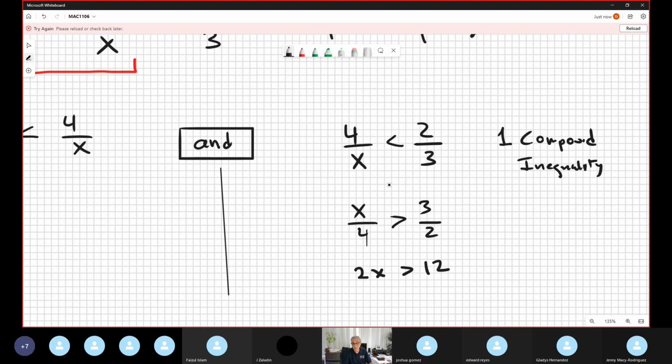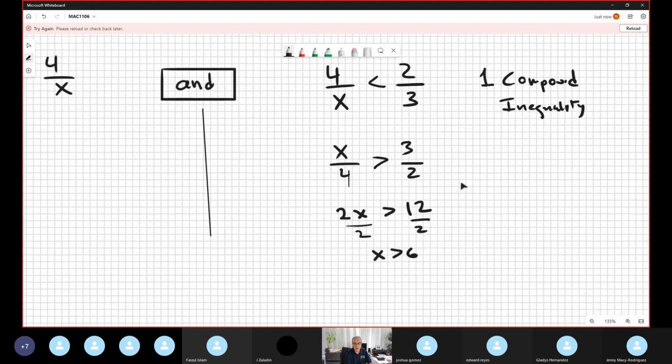So you can apply that or another algebra. You multiply by 4. Let's do it in a different way. Finally, you divide by 2. x greater than 6. And this is the answer. No, it's one piece of the answer.